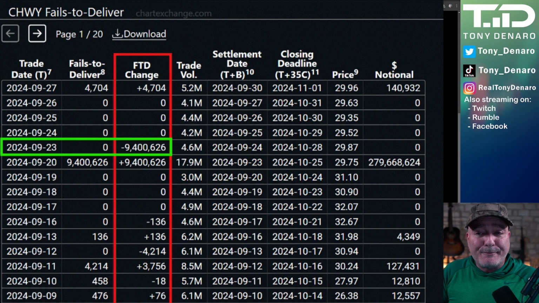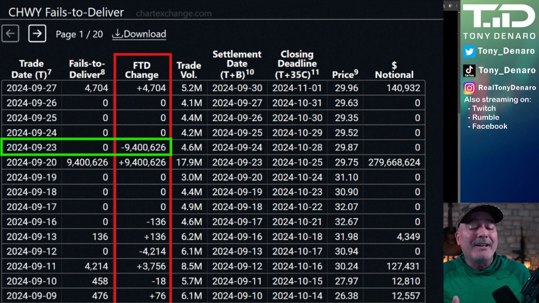If we had the full screenshot here instead of one that is clipped, we would see the FTD Change column and know that those 9.4 million shares were resolved. They were delivered the very next date on the chart, September 23rd. So there is not going to be a 9.4 million T+35 date.